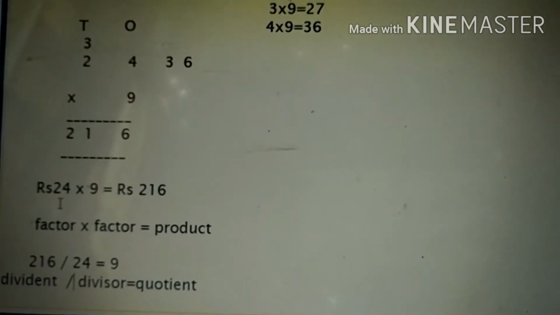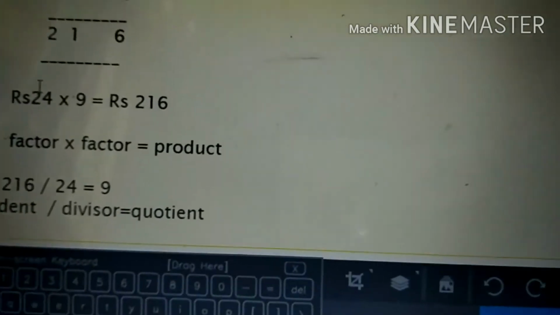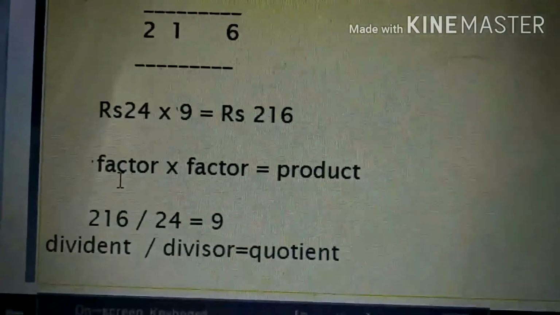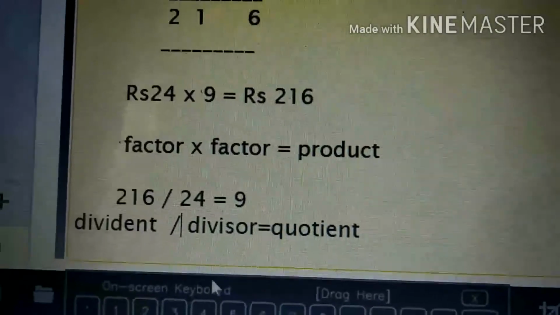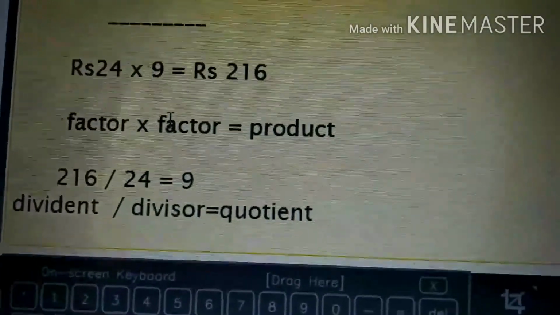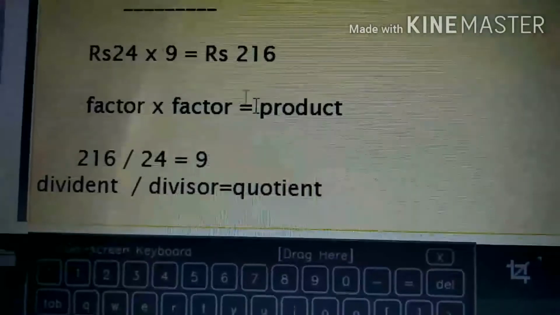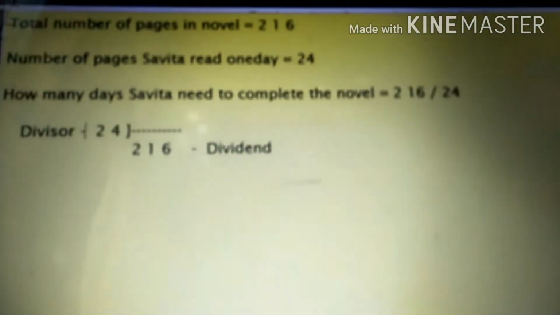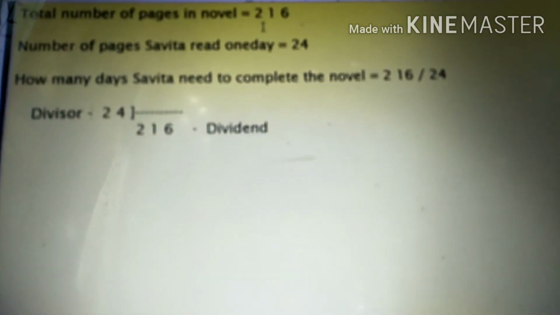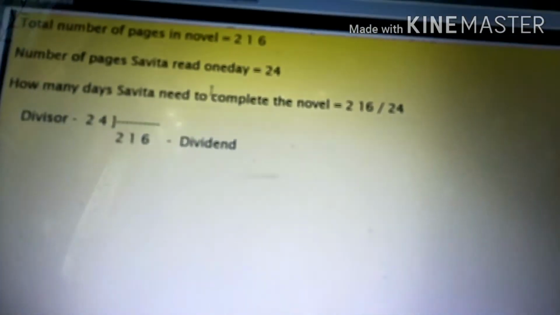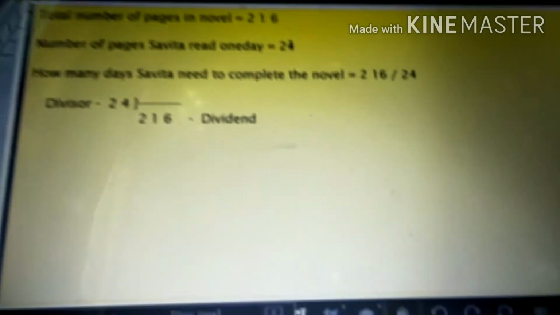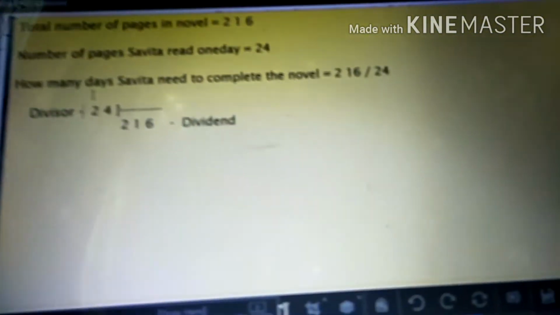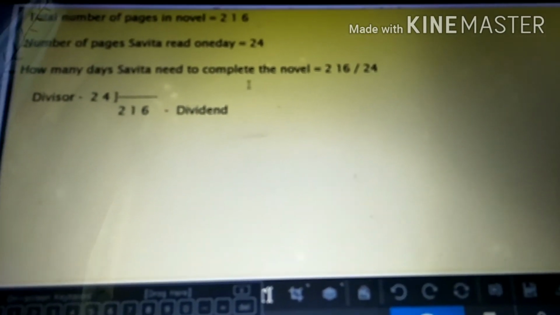Now you see the relation between multiplication and division. Here one factor is changed into the divisor, the other factor is changed to the quotient. The product becomes the dividend. In the second problem, the total number of pages in the novel is 216. The number of pages Savita reads in one day is equal to 24. Therefore, how many days does Savita need to complete the novel?